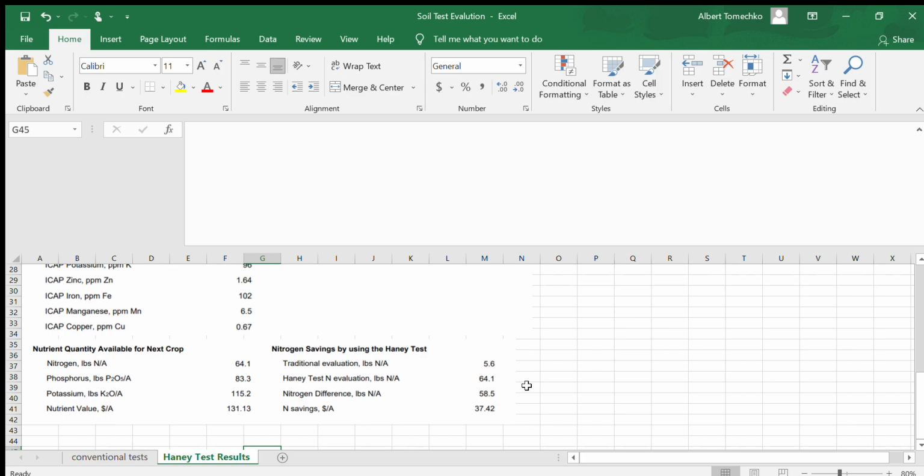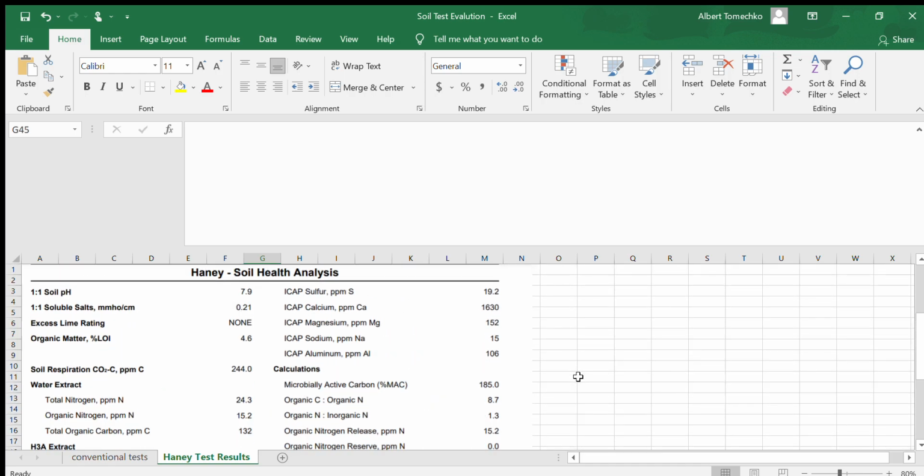Showing what was actually available. But nonetheless, that's how they come up with this. I've listened to some people say, well, that's not accurate because the yields that they use to calculate this aren't accurate, and I'm not going to get into that. But I still think it's a nice little chart that they provide to show what's available. So all in all, I'm really happy with the Haney Soil Test.